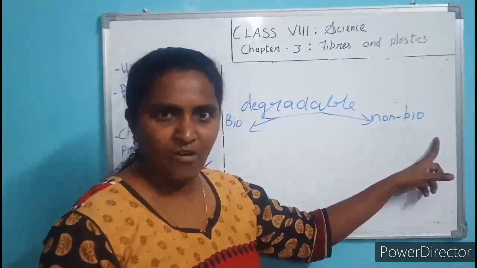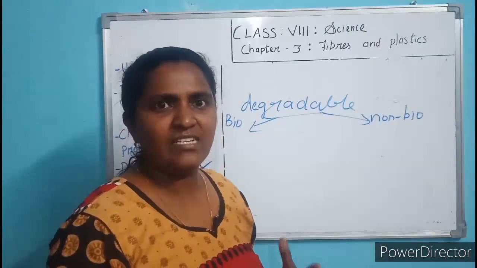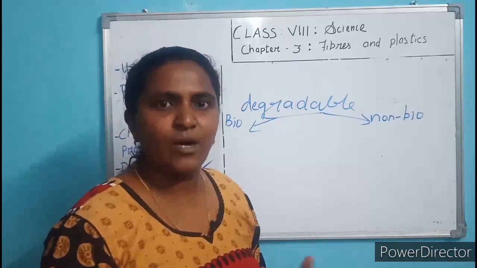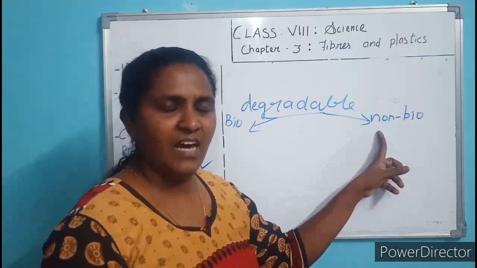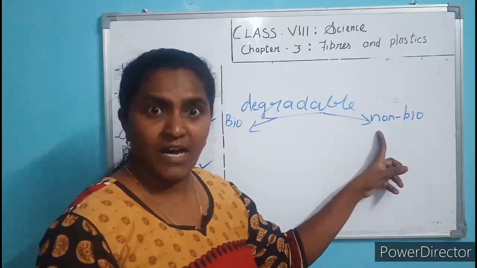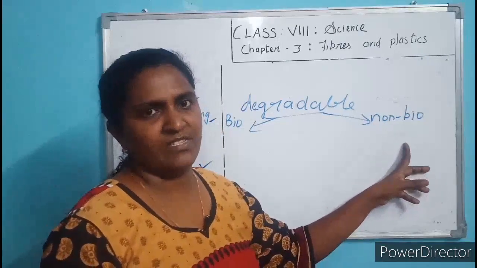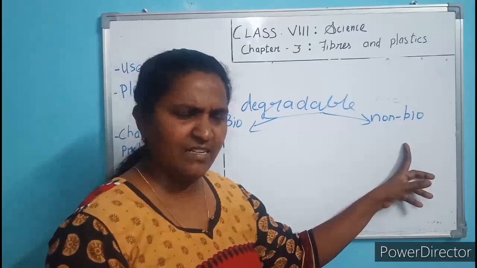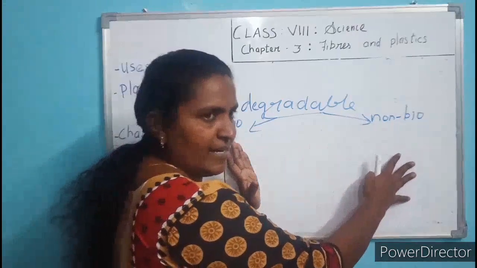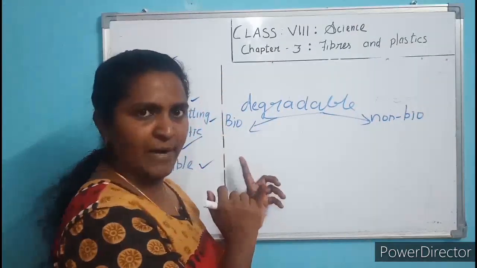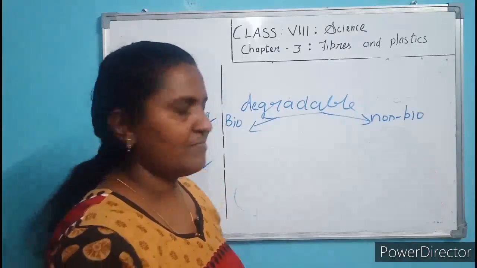Non-biodegradable material is a substance which does not degrade in the soil. It does not decompose. For example, all the metals, iron, aluminium, copper, and plastic, these materials do not decompose in the soil. Understand? So now you know the difference between biodegradable and non-biodegradable. Here you can write vegetable peels, paper. Here you can write all the metals and plastics.